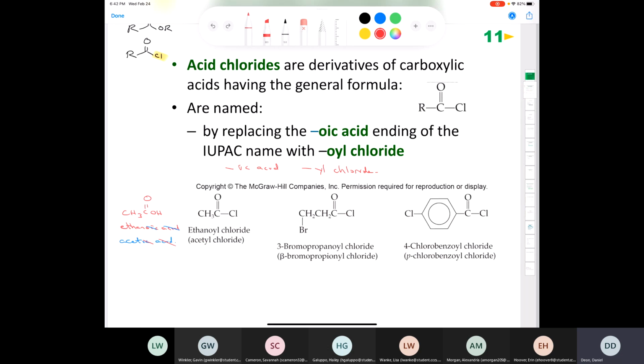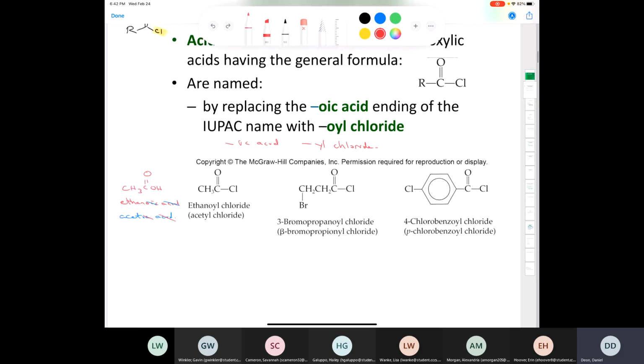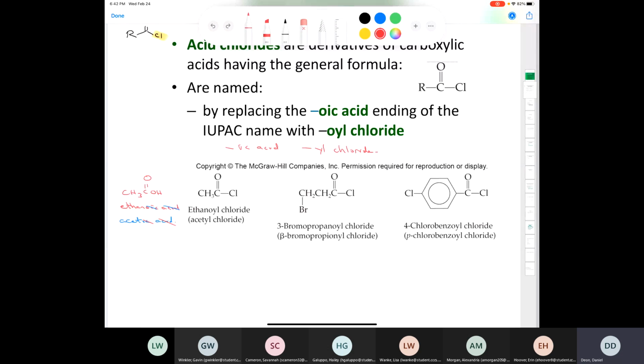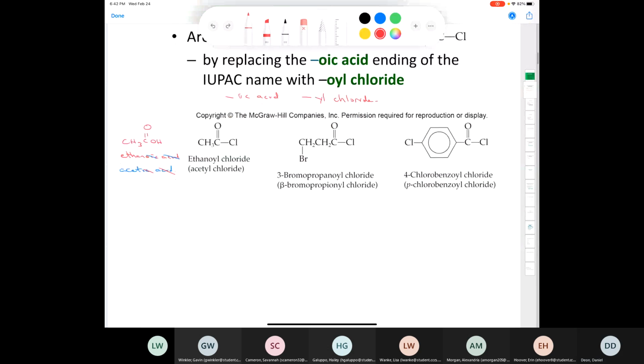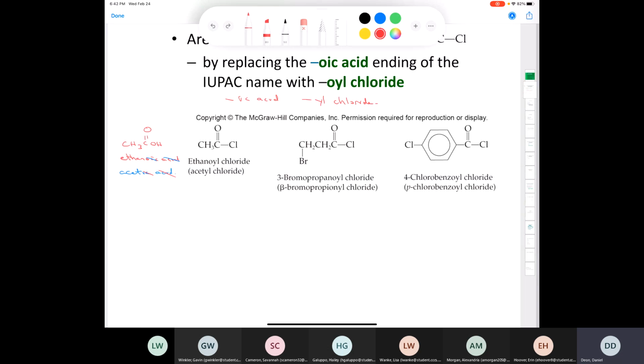The rest of them all follow the exact same rationale. You have 3-bromopropanoyl chloride or beta-bromopropionyl chloride. Same thing there. And the last one, you have 4-chlorobenzoyl chloride, or para-chlorobenzoyl chloride. Now, where does that come from? I just want to show you quickly.